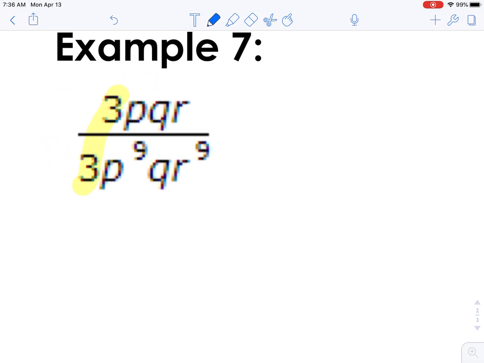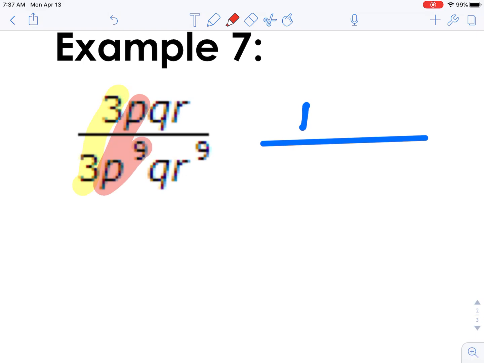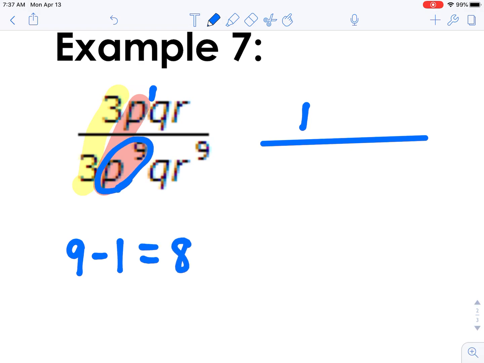3 divided by 3 is 1. Next, we have our p. We have 1 on top and 9 on the bottom. Bigger minus smaller. 9 minus 1 is 8. The bigger one is on the bottom, so p to the 8 on the bottom.